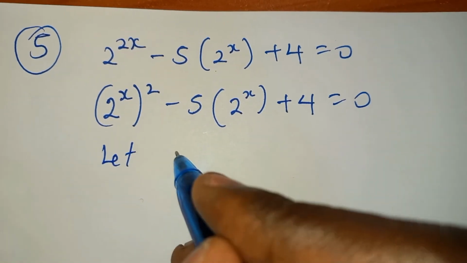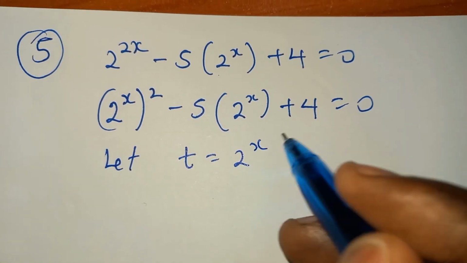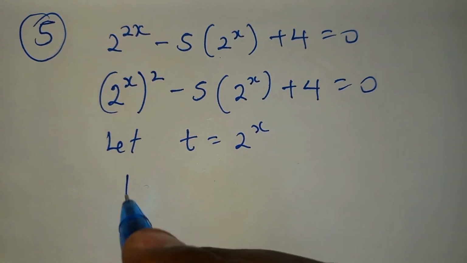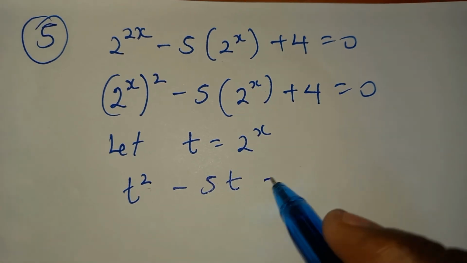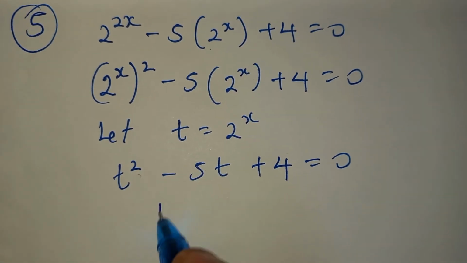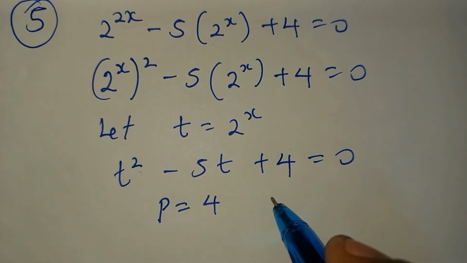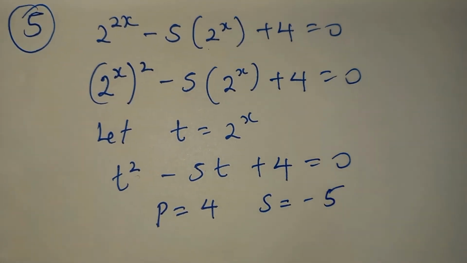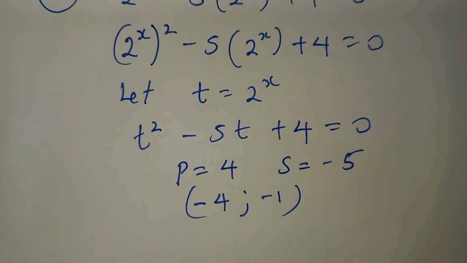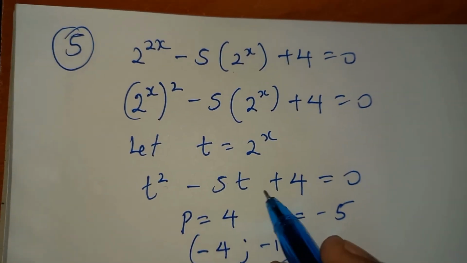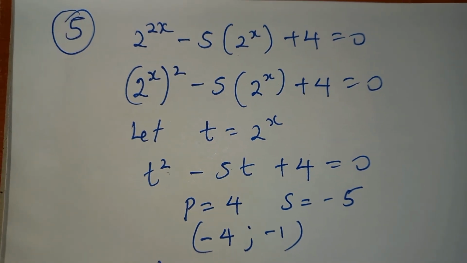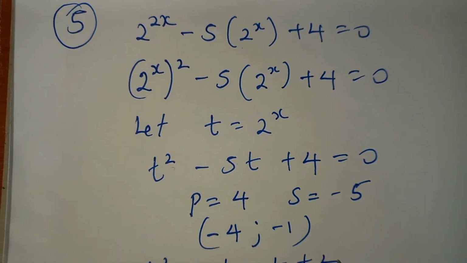So let t be 2 power x. So we are going to have t squared minus 5t plus 4 is equal to 0. Let's look for any two numbers whose product is 4 and whose sum is minus 5. Those numbers are minus 4 and minus 1. So if we write this quadratic equation in t, then you're going to have t squared minus 4t minus t plus 4 is equal to 0.